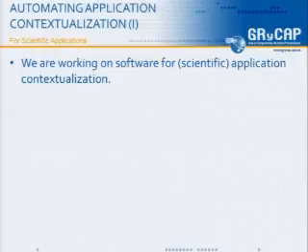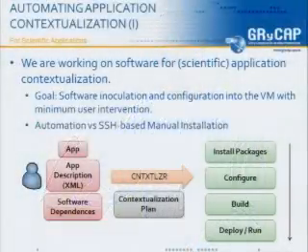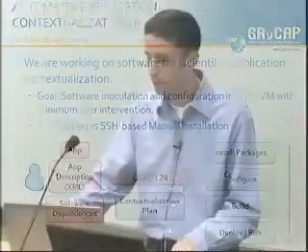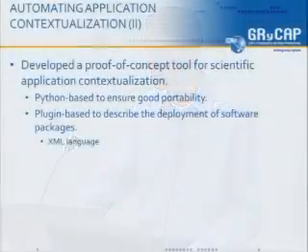So we're currently working on software for application contextualization. The idea is to inoculate software and configuration into the virtual machine with minimum user intervention. So we currently have this approach. We have the user that has the application, and the user or the developer writes the application deployment description in XML, a high-level language, no programming skills needed. Together with the software dependencies, this goes to the contextualizer tool, which creates a contextualization plan so that in the virtual machine, packages are installed, configured, built, and the application is run, so that we can perform the deployment of the application at boot time in the virtual machine.